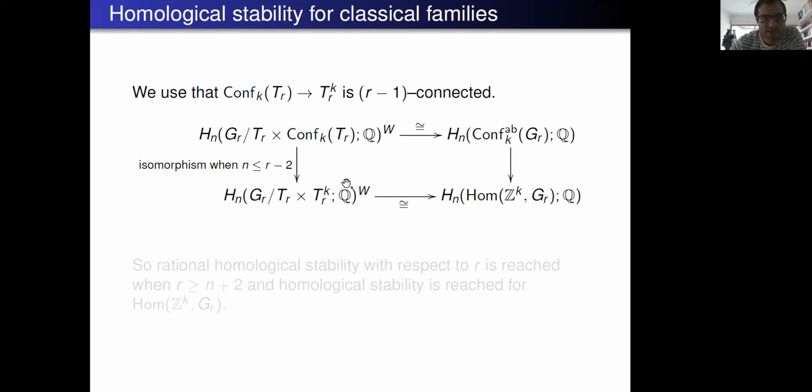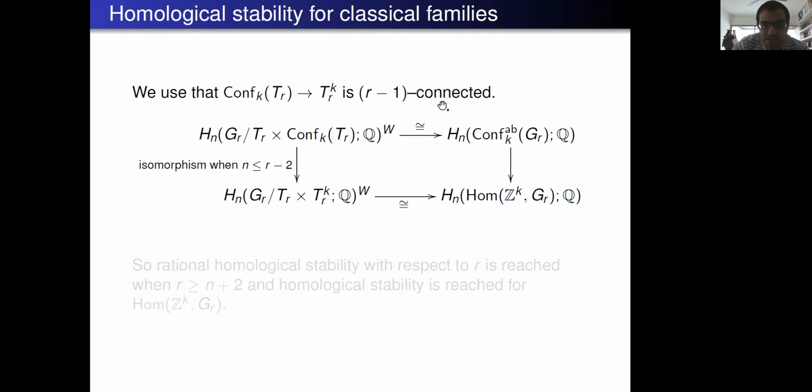And now the point here is that the inclusion of the configuration space in the torus is (r-1)-connected. We know the connectivity of this map. This is very classical, and that is known for manifolds. So here we are using that this is a finite dimensional manifold. I think somebody mentioned that before, and I need it here because it has to do with the dimension of the manifold.